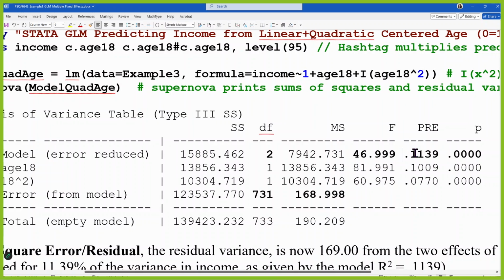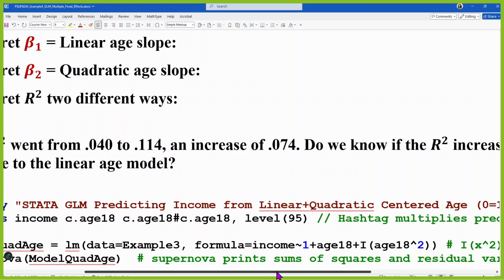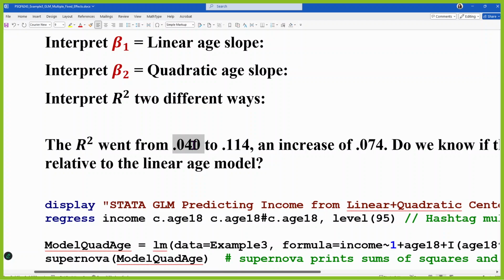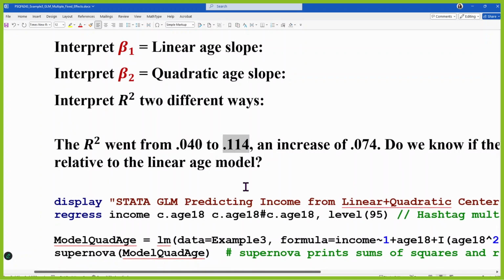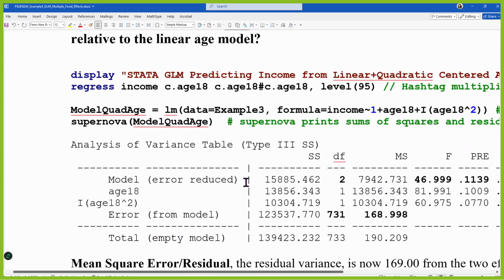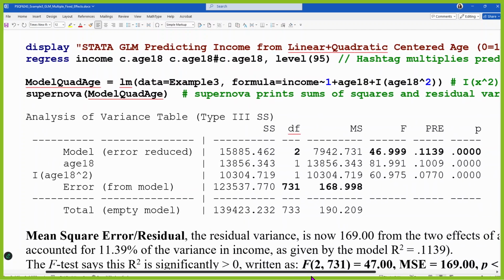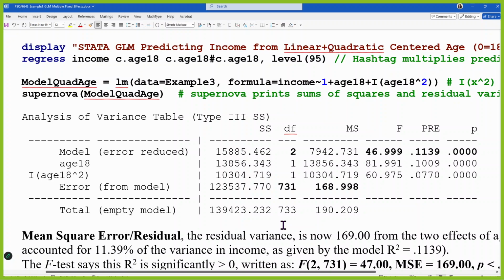So first thing that we see, our model looks a lot better in terms of explained variance. It went from, yeah, it was like 4% up to 11% by adding quadratic age. How can I tell if that's significant? Any guesses? Which p-value, though? Good guess, but that's telling me something different.